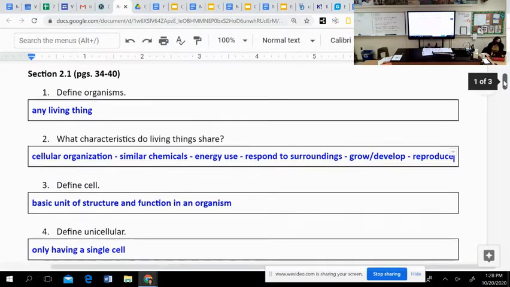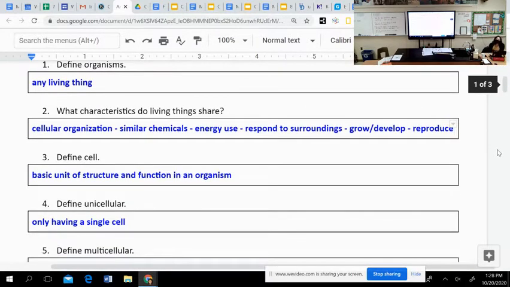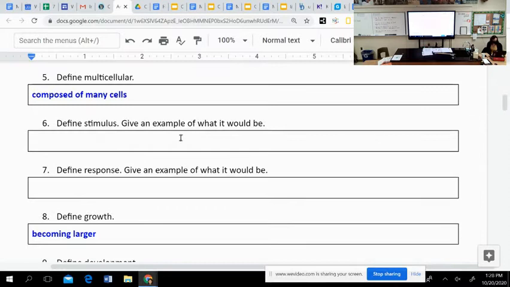Then the definition of cell is the basic unit of structure and function in an organism. We will be getting into cells a lot more in the last part of chapter 2. Unicellular is only having a single cell, so you can just say single cell, one cell, something like that. Multicellular is composed of many cells.